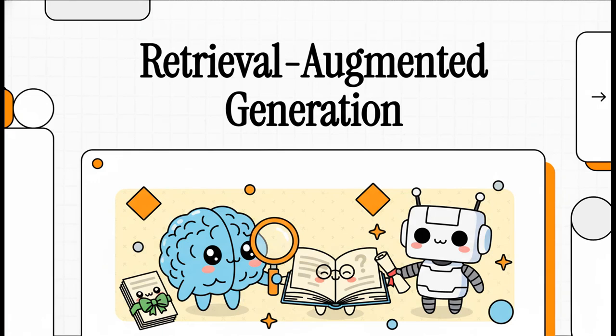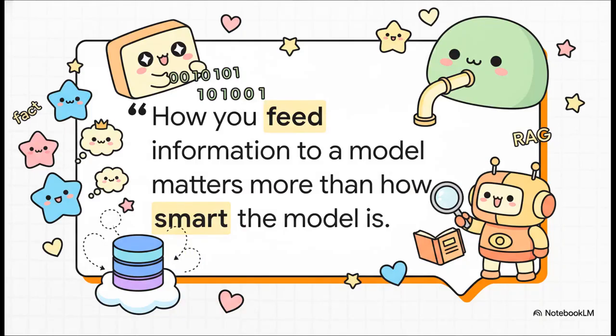All right, let's talk about what might just be the single most important technique for making AI truly reliable. It's called Retrieval Augmented Generation, or as everyone calls it, RAG. This is the tech that transforms a super creative but sometimes, let's say, forgetful large language model into a genuine, fact-based expert. How? By giving it an open book exam.